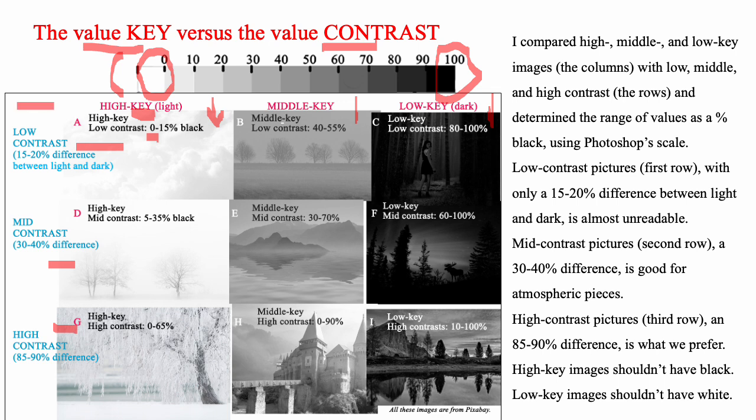First of all, the low contrast images, this whole first row, is very hard to read. Mid-contrast is better. I'm saying that's a 30 to 40% difference between the darkest and the lightest. So this would be good for atmospheric pieces. And then the high contrast, where there's an 85 to 90% difference between black and white, is where we're usually working. This is what we like the most. The high key images shouldn't have black, and the low key images shouldn't have white.